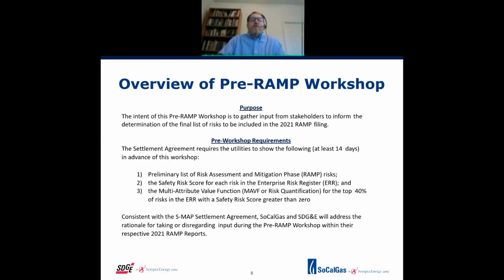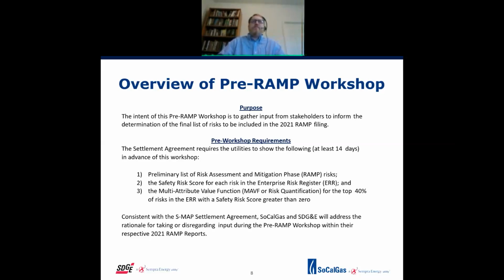And then we want to show that we're fulfilling the settlement agreement requirements, the 3 steps. We've given the list 14 days in advance, and we're going to walk through the safety risk scores, and then we're going to talk about our multi-attribute value function and how we went through doing that. So we will be taking feedback during the call, during the question period, and after this meeting as well.